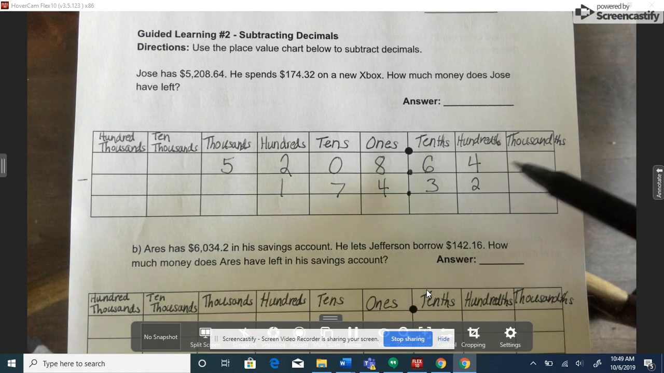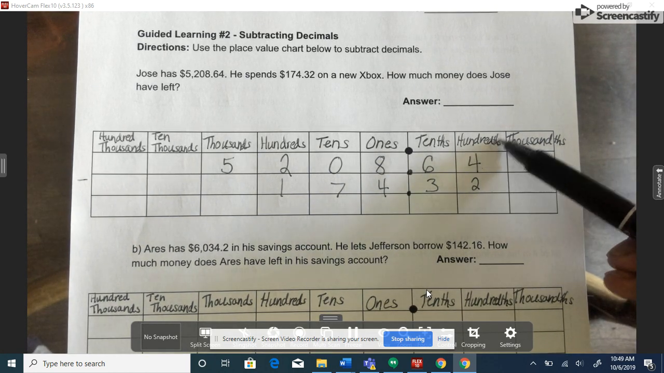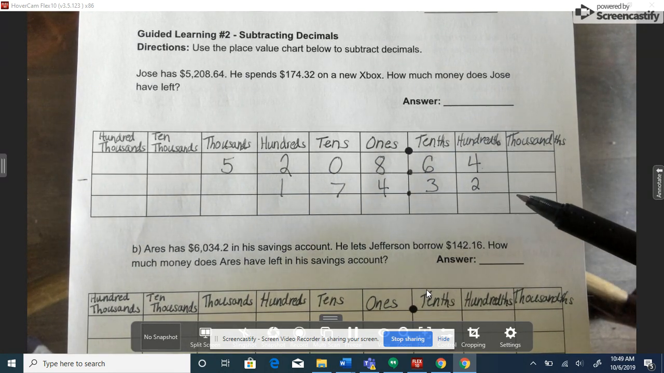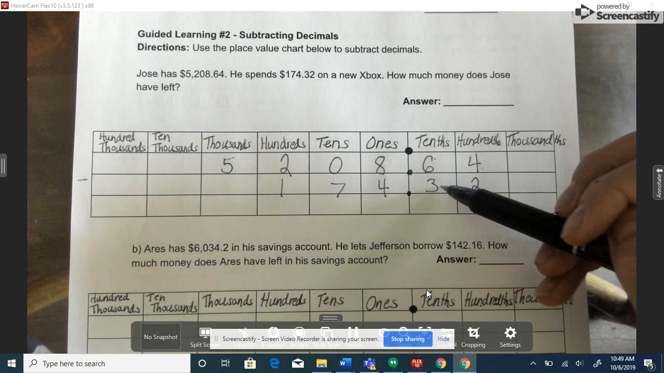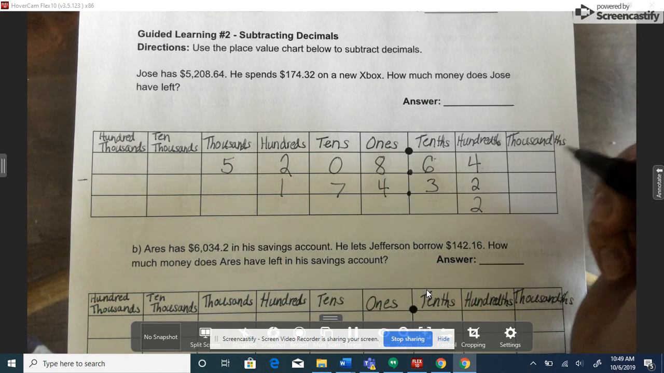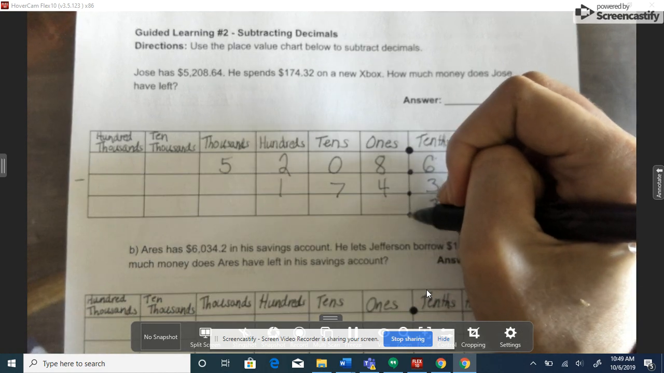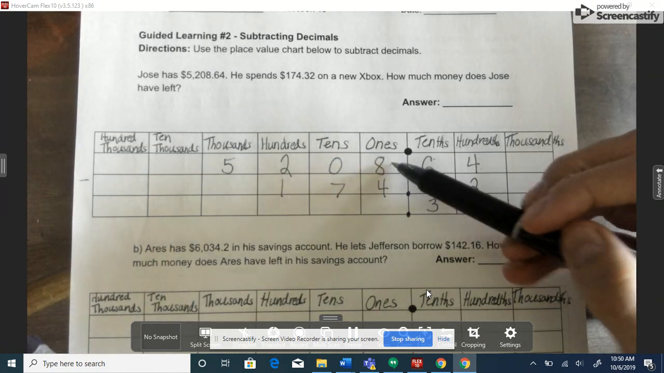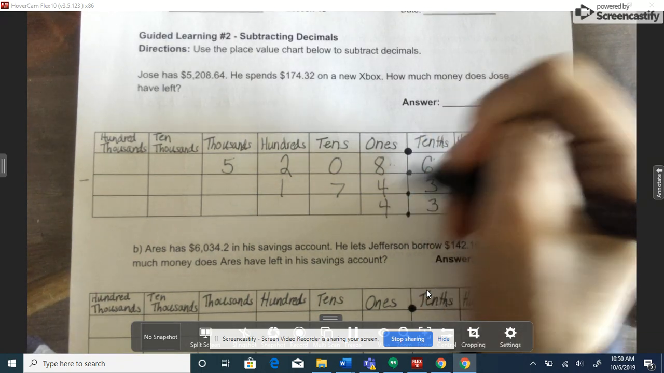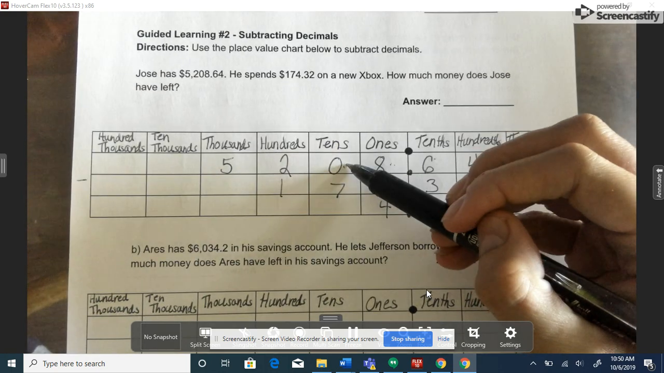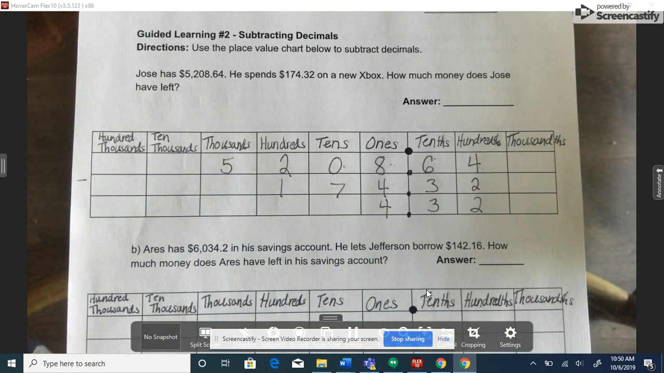So Matt, we have 4 hundredths. We take away 2 hundredths. How many hundredths do we have left? 2 hundredths. Excellent. 6 tenths minus 3 tenths equals? 3 tenths. Very good. Put our decimal point. 8 ones minus 4 ones equals? 4 ones. Awesome. 0 tens minus 7 tens. Can we do that as we see it right now, Matt? Nope. No, so we need to regroup.